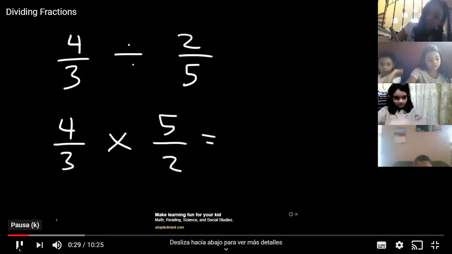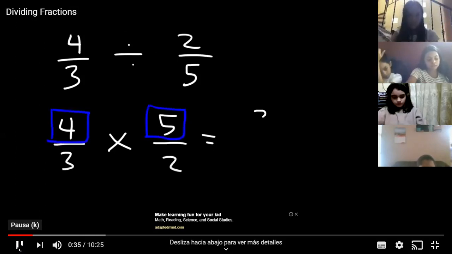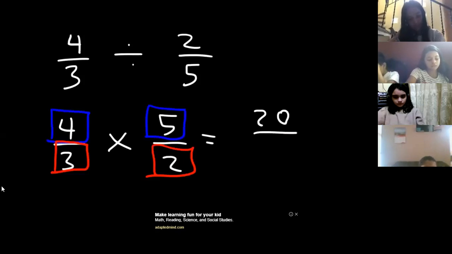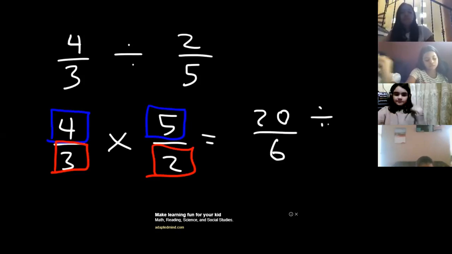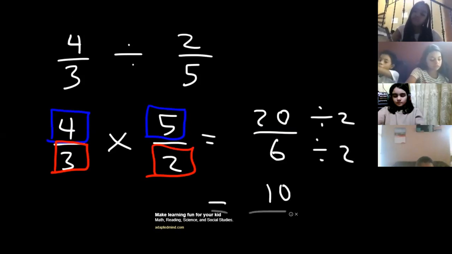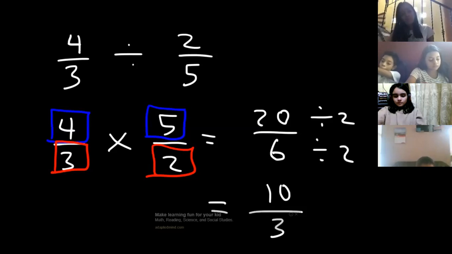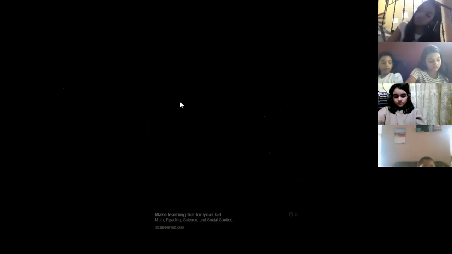So let's multiply across. 4 times 5 is 20. 3 times 2 is 6. So we have 20 over 6. Now what we need to do is reduce 20 over 6. Since both numbers are even, we can divide both numbers by 2. 20 divided by 2 is 10. 6 divided by 2 is 3. And so the answer is 10 over 3. Now let's try another example.